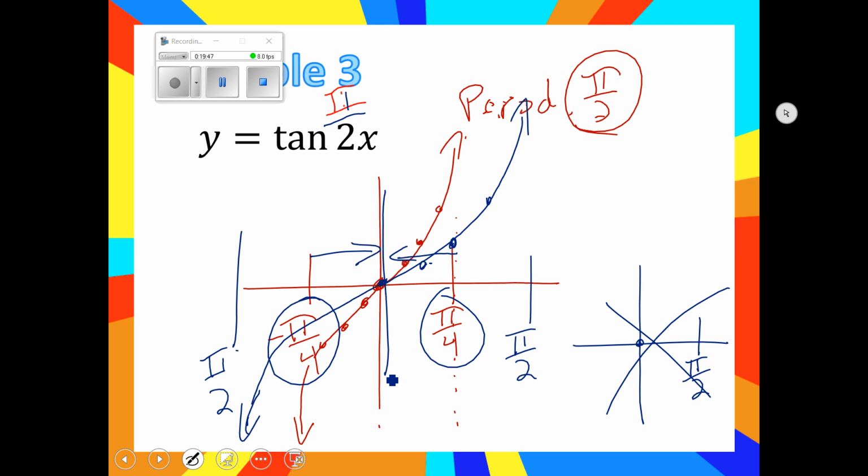Yes, yes. Okay. You want the origin or the axis, the y-axis, to split your period in half. Does that make sense?